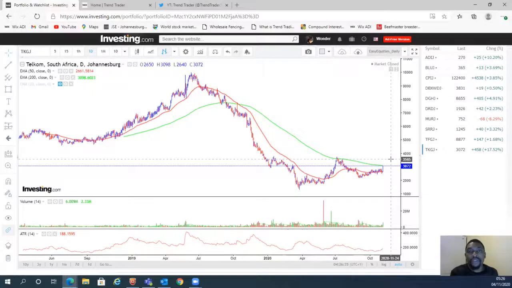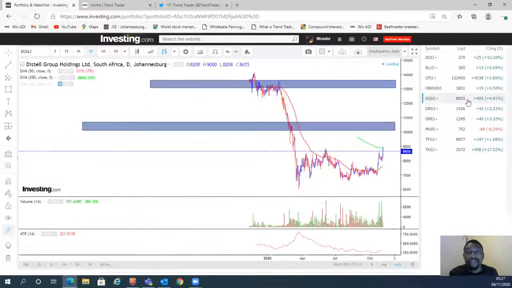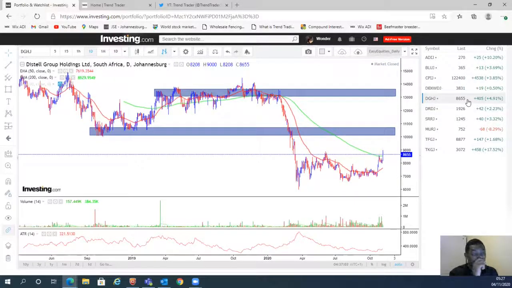Yes, we are aware that it has a higher total expense ratio, but the Sygnia one does pay distributions, if you recall, at least once per year. The other ETF providers don't pay distributions on their world ETFs. So we like to receive money every now and then. And we are looking to take a position in Distell Group. Distell Group, as we mentioned, looks interesting with a couple of resistances ahead that we have noted.